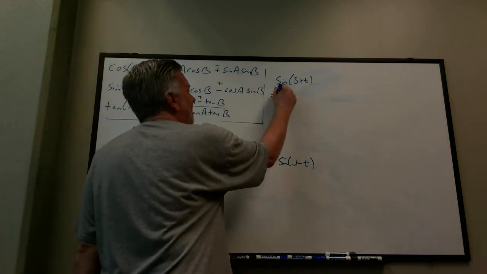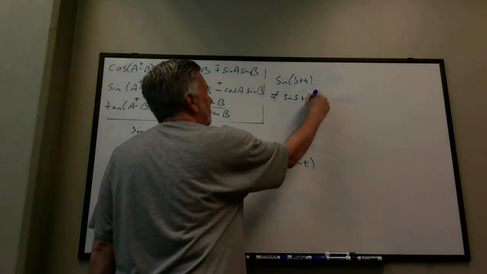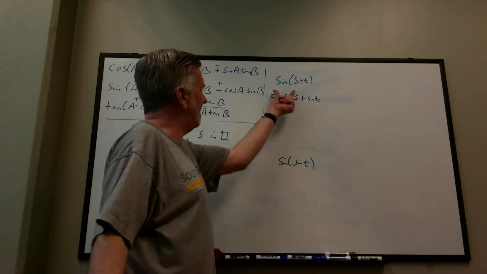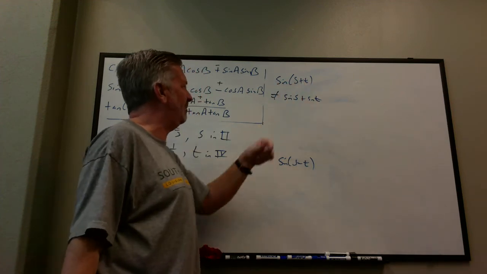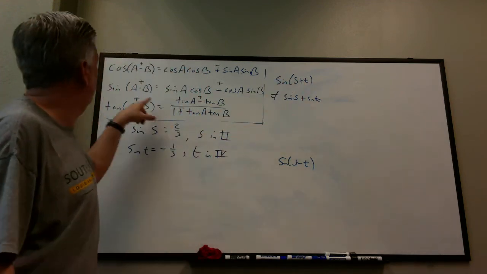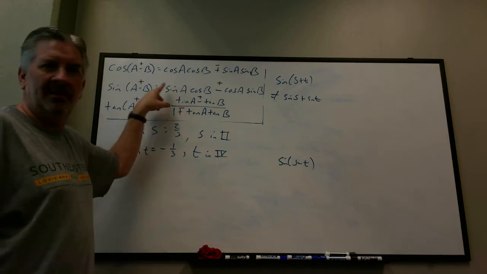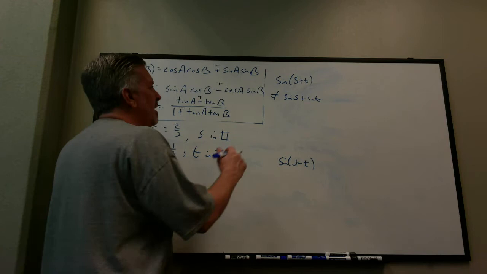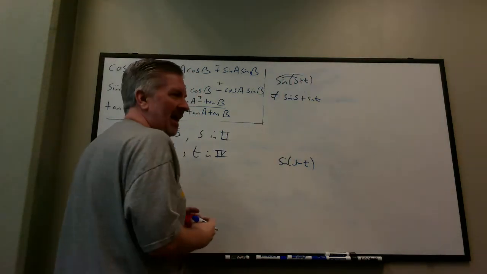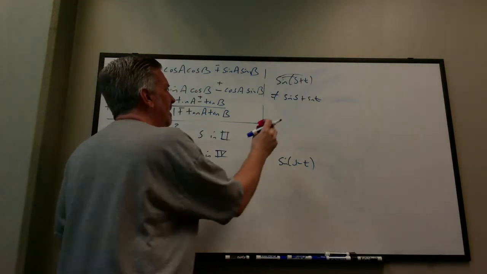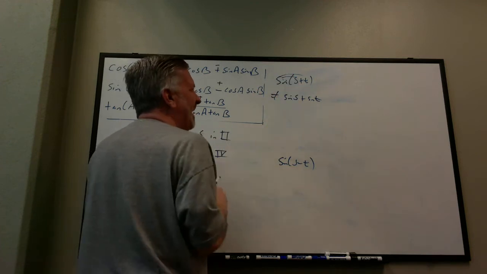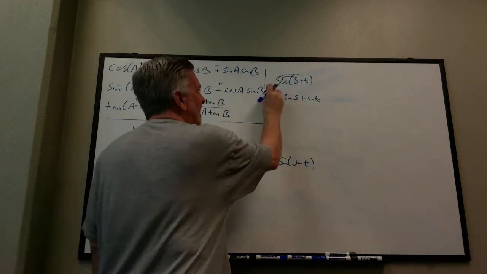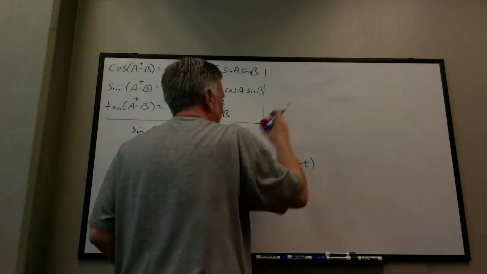This is not the same as sine of S plus sine of T. You can't just take sine of S, sine of T, and add them together. Don't you think if this were true, that's what our formula would have been? Why have this complicated formula if this were true? Because it's not true, okay? You can't distribute the sine, as students will say. Distributing probably means you have multiplication there. This is sine of, it's not sine times, okay?